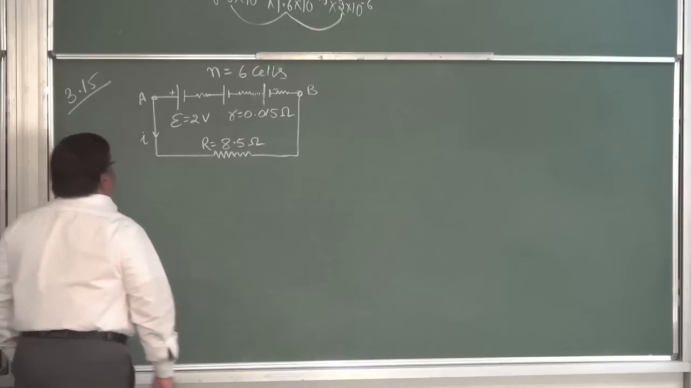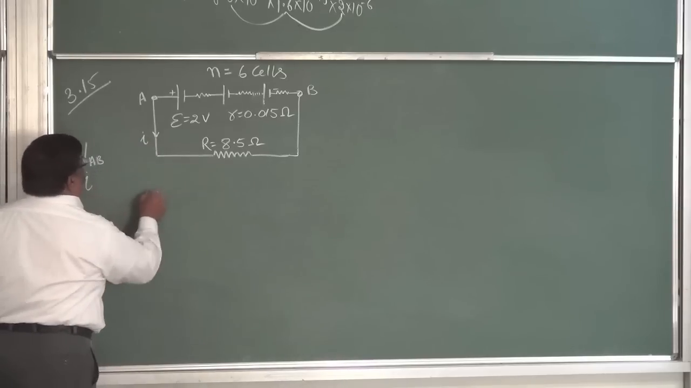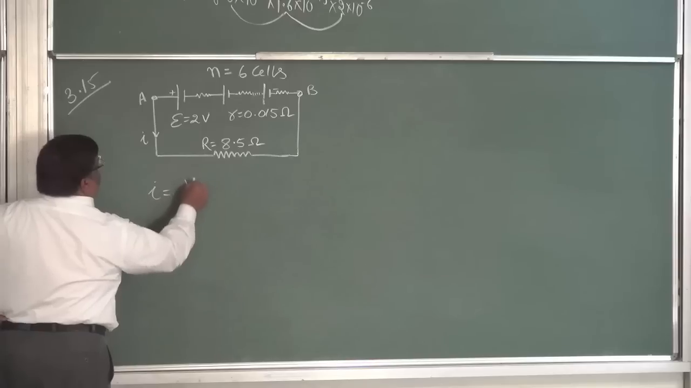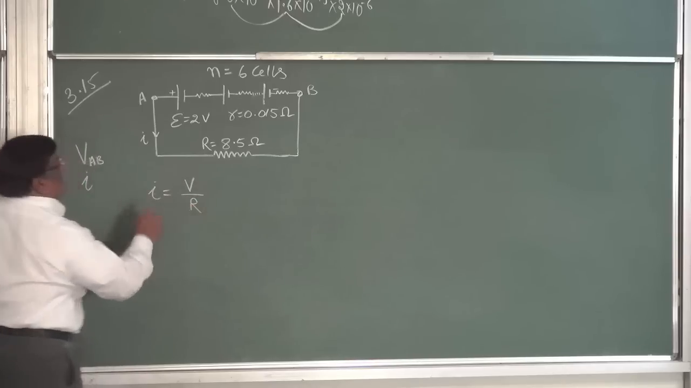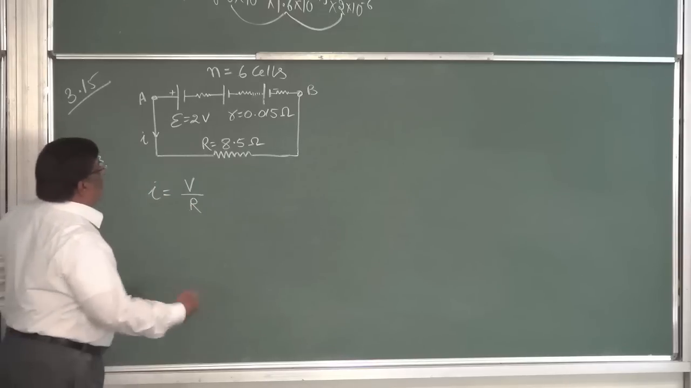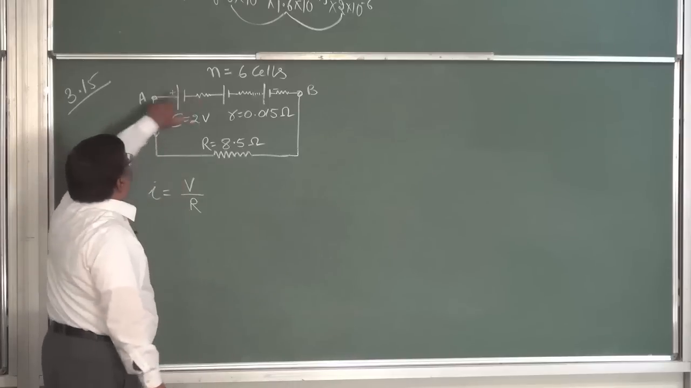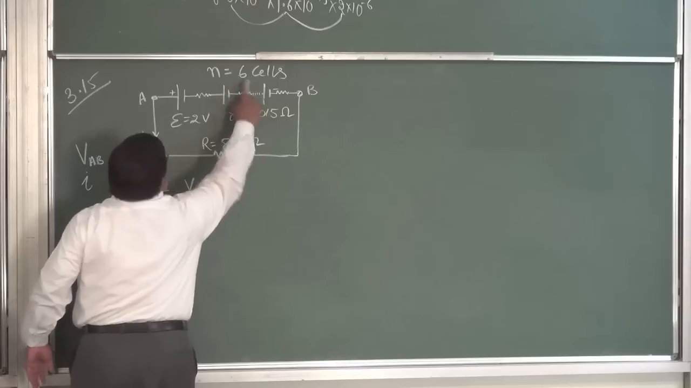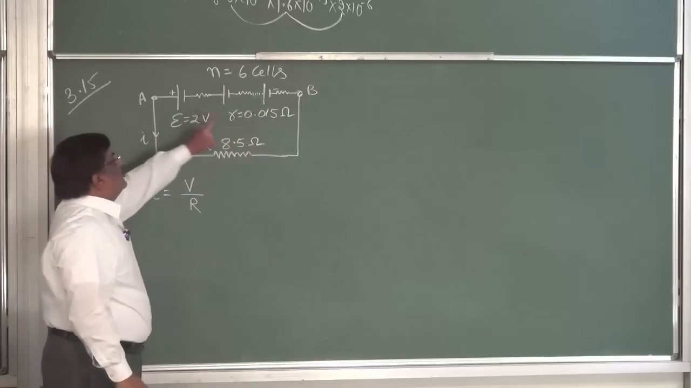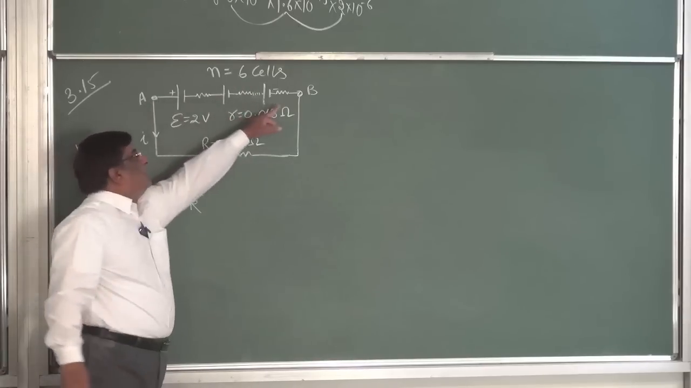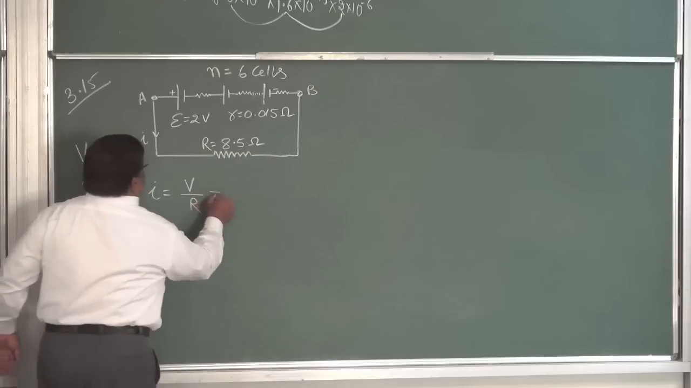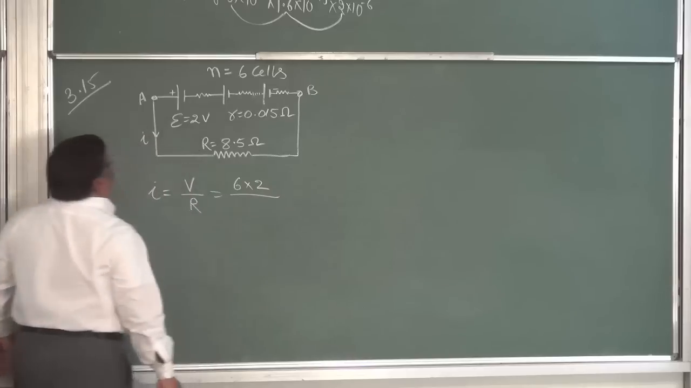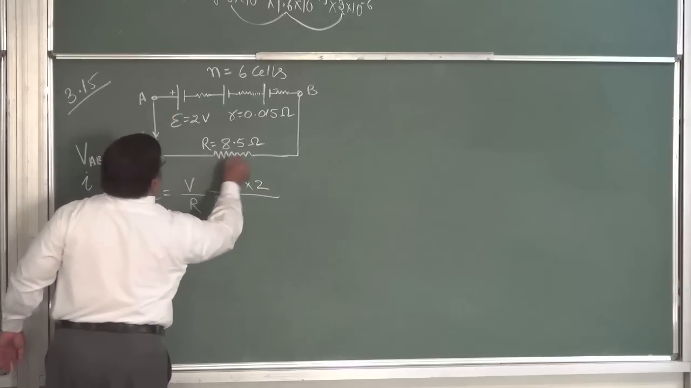Now, how much is the I? I is equal to total potential difference divided by total resistance in one loop. Let's go from here. 2 volt. How many cells? 6 cells. If there are 6 cells in series, what should be the potential difference between A to B? That is 6 into 2, 12, divided by resistance.